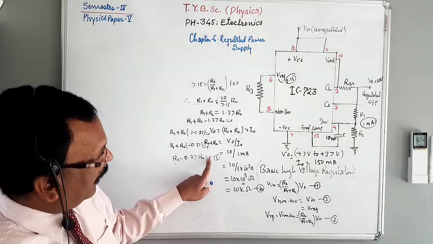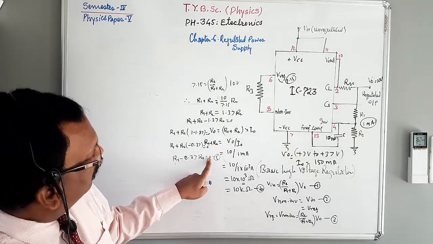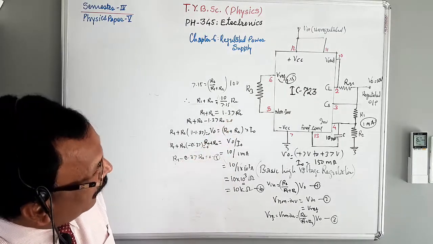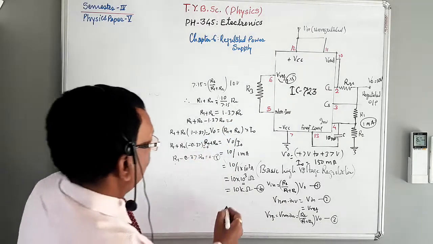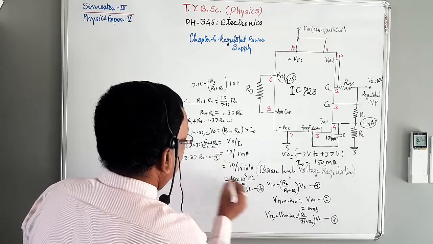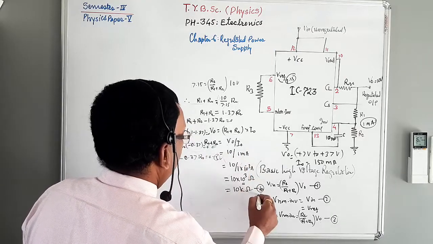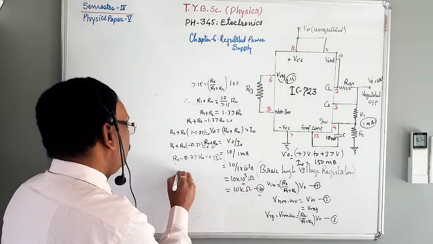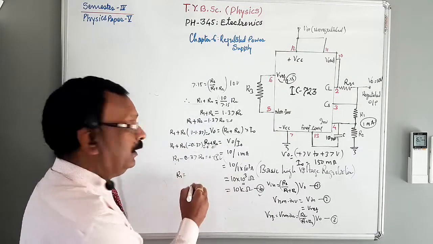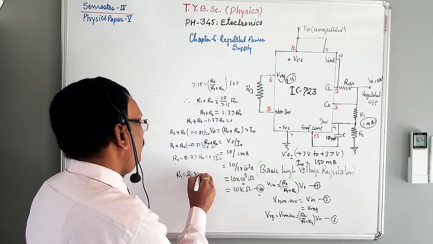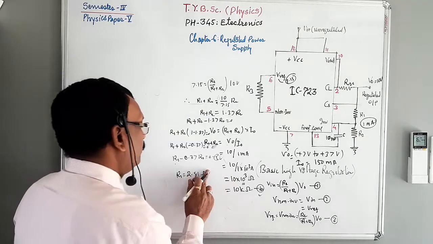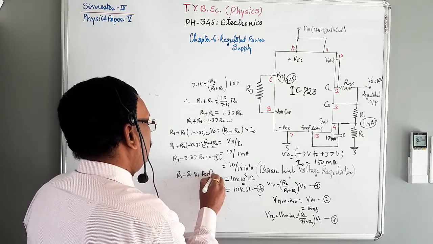Solving equation 4 and 5, this one, R1, R2 and this. Solving these equations 4 and 5, we get the value of R1 is equal to simply 2.81 kilo ohm. Sorry, kilo ohm, not ohm.